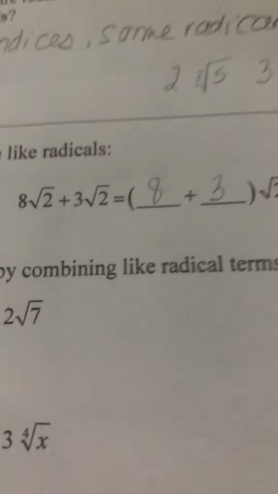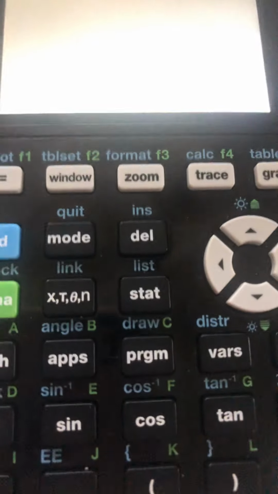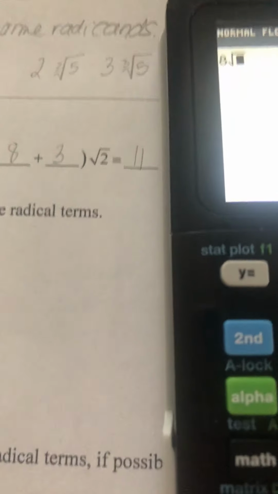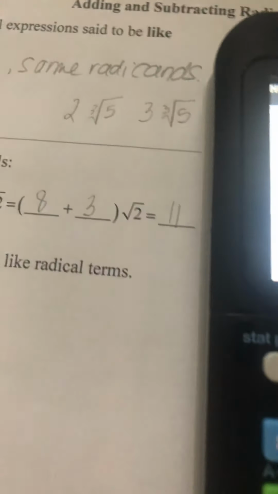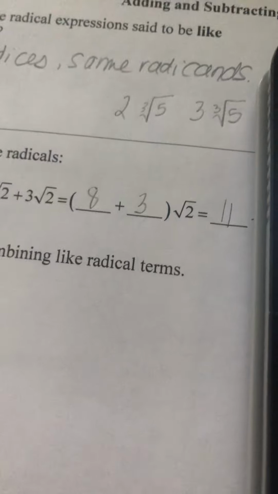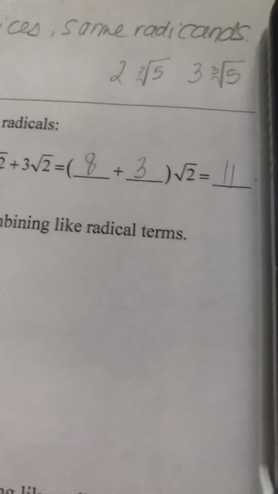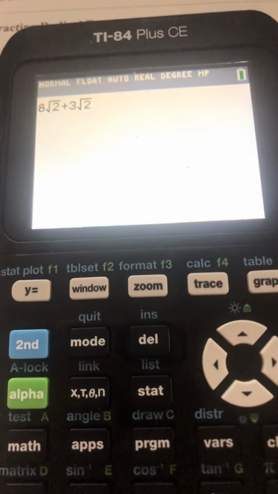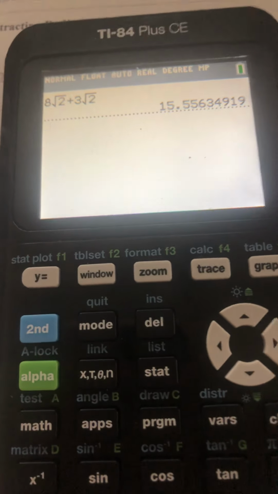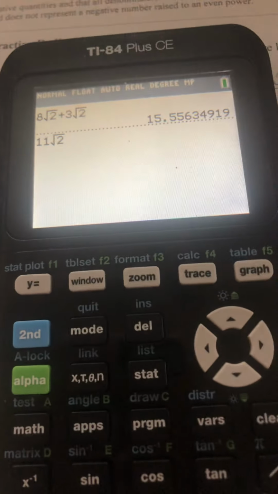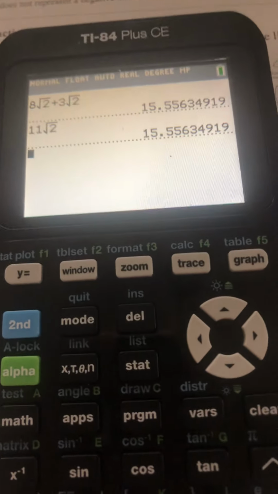So it wants you to verify on the calculator. So here's how you would verify on the calculator. The problem was 8 root 2 plus 3 root 2. So there's that problem. And then it wants you to see the answer we got was 11 root 2. So is 11 root 2 the same? Let's try and get it this time. It is. So that verifies the answer.